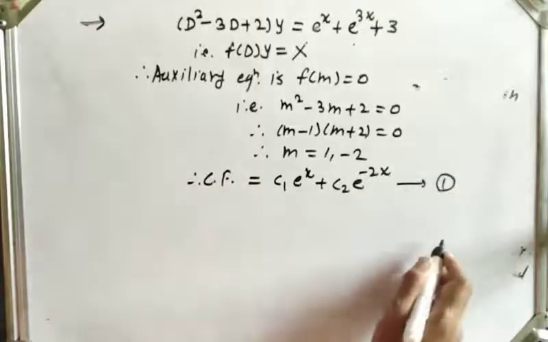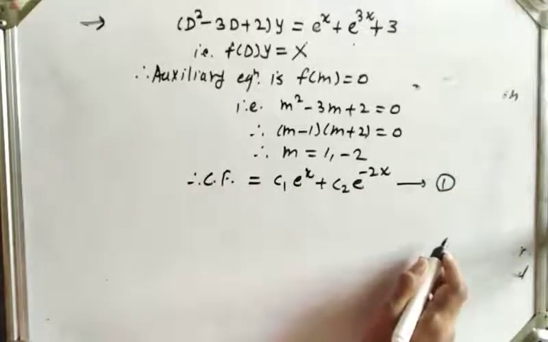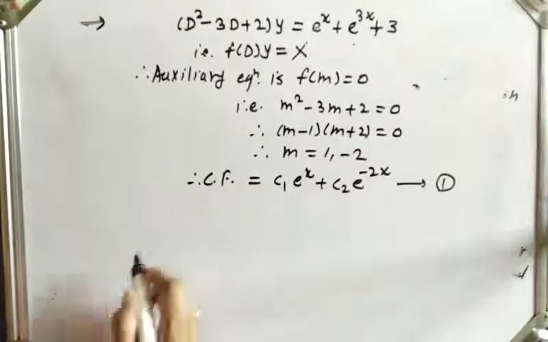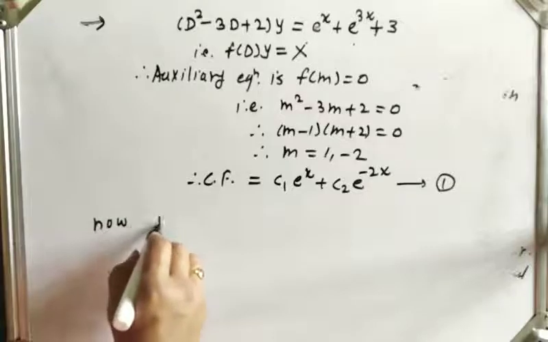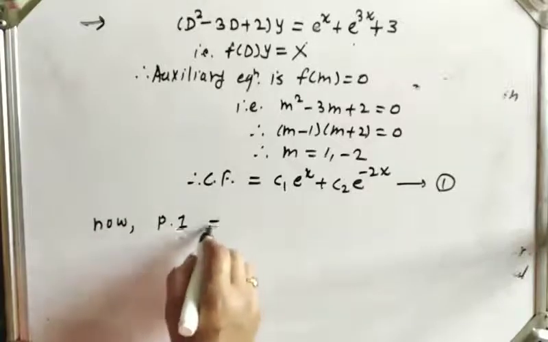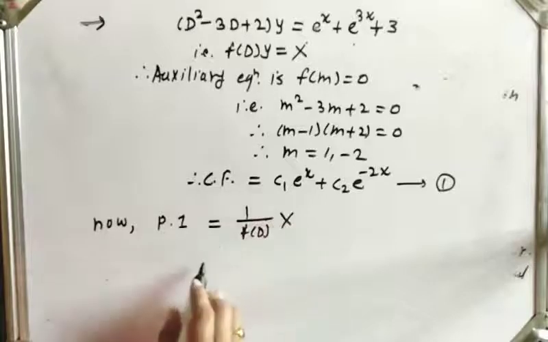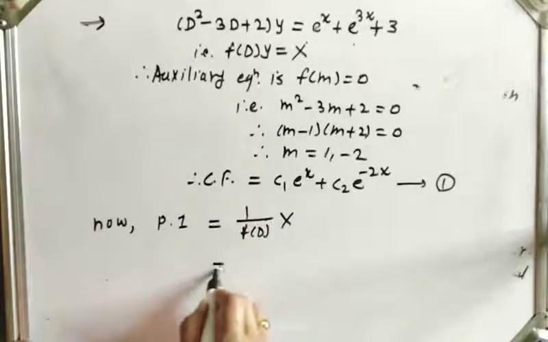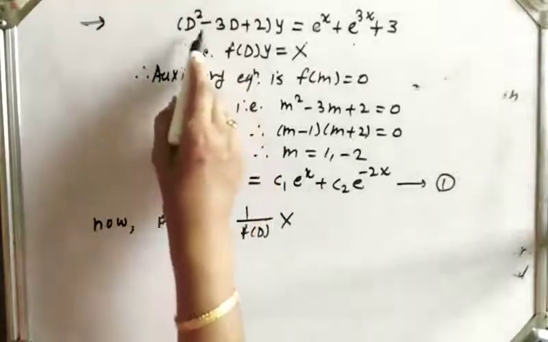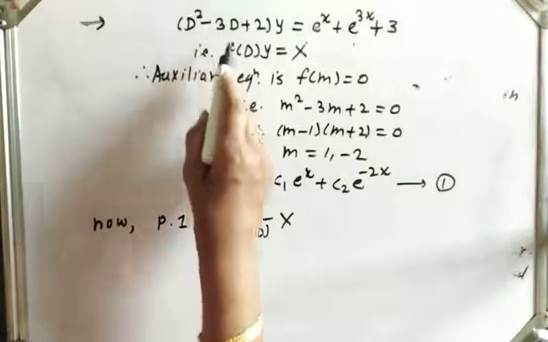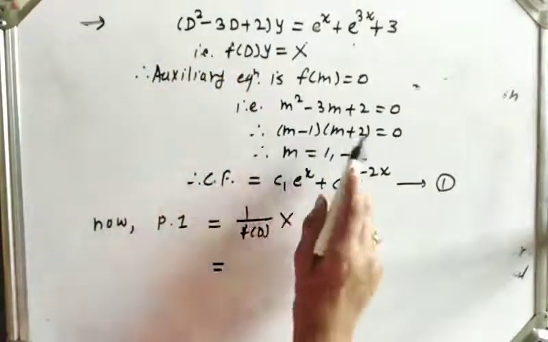Let us give it equation 1. Okay, next we will find out the particular integral. The formula is 1 upon f of D into x. What is f of D? f of D is D squared minus 3D plus 2. So which factors can it be? D minus 1, D plus 2.